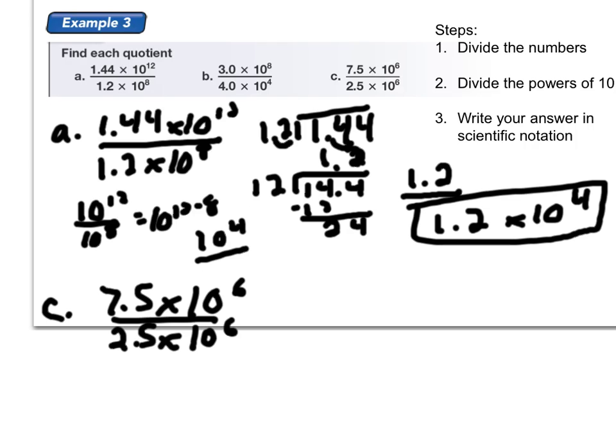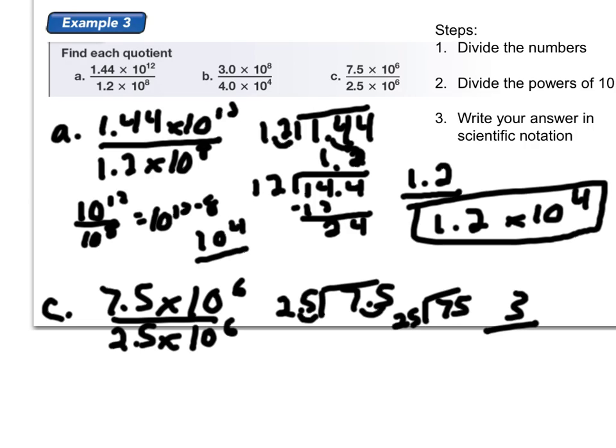Okay, well again, divide the numbers first. 7.5 divided by 2.5. Got to move the decimal over one time, so that changes to 75 divided by 25, which is 3. Okay, so we're going to use that number.